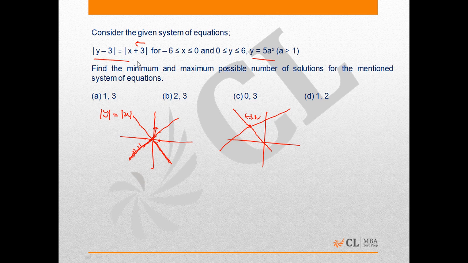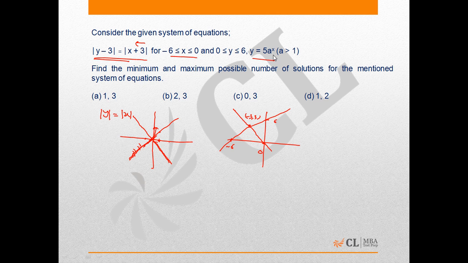This is the graph of mod of y minus 3 equal to mod of x plus 3. And you are talking about x between minus 6 to 0, that means this point, and 0 to 6, that means this point.